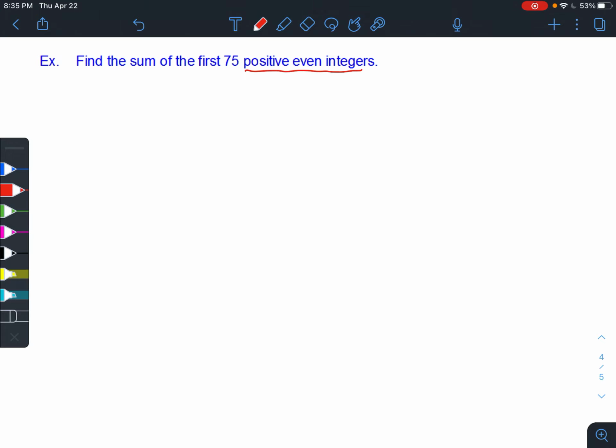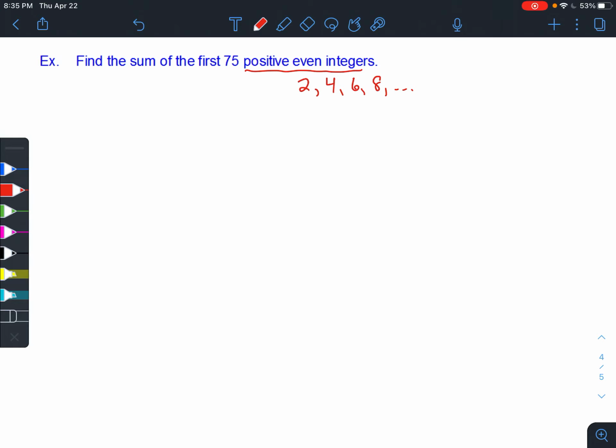If I'm talking positive even integers, 2 is the first one. Now remember, 0 does not qualify as positive. It is the only unsigned number that we have. It's neither positive nor negative. It's kind of neutral, so to speak. So anyway, we start with 2 and then we go 4, 6, 8, etc. So that's what we're working with.